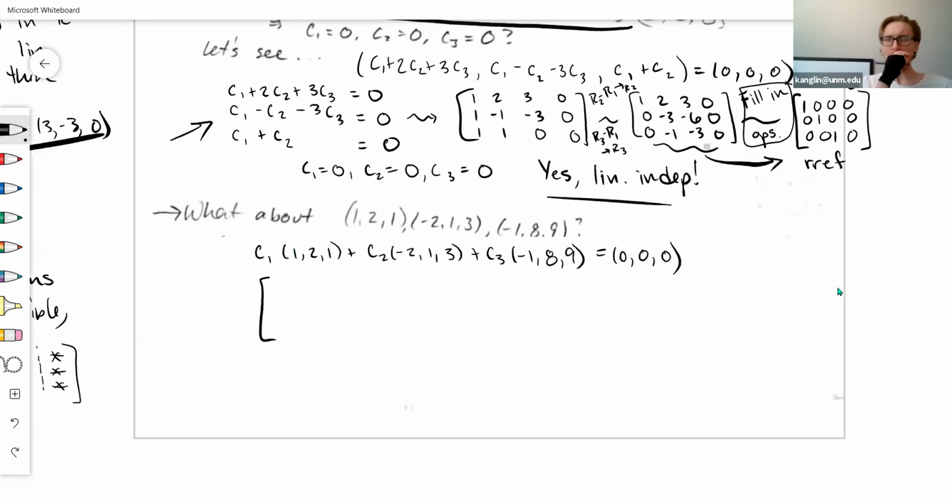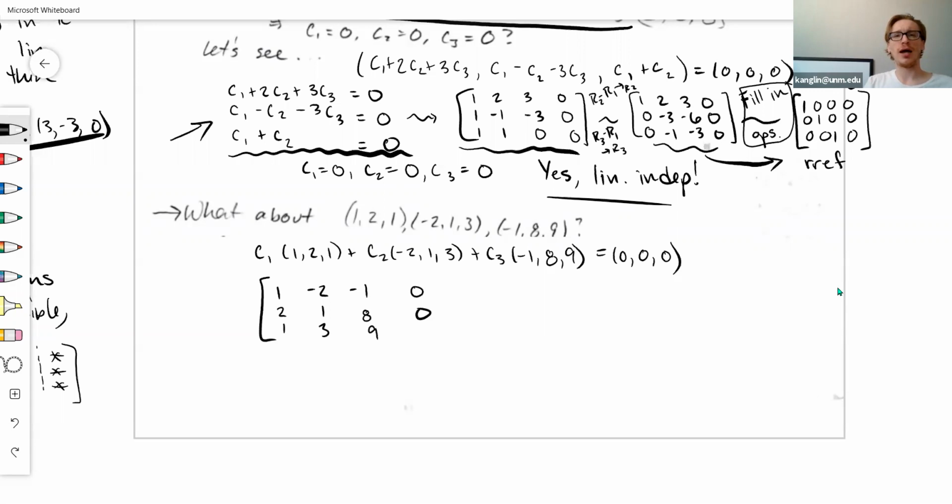I'm going to skip past writing out this system and jump right to the augmented matrix. Looks like I get 1 times C1 minus 2 times C2 minus 1 times C3 equals 0. 2 times C1, 1 times C2, 8 times C3 equals 0, and 1, 3, 9.